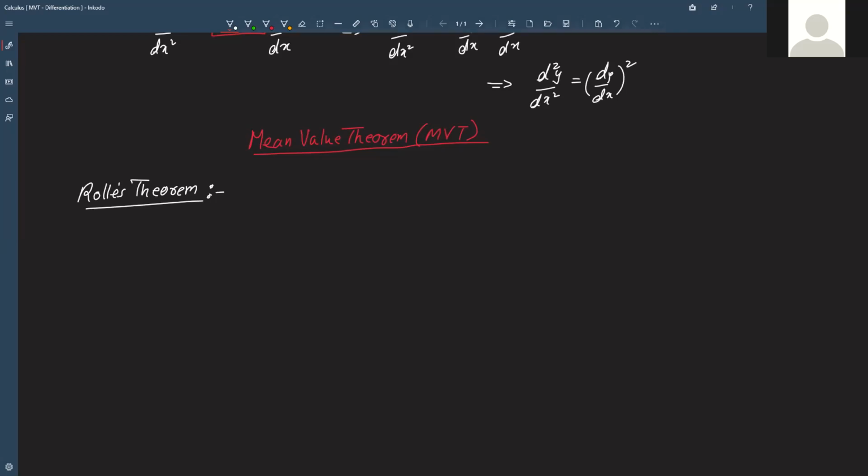So what does it mean? Suppose we have any function which at 2 points A and B is having the same value. That means it has to be like this, right? So that at both A and B, the function is having the same value.